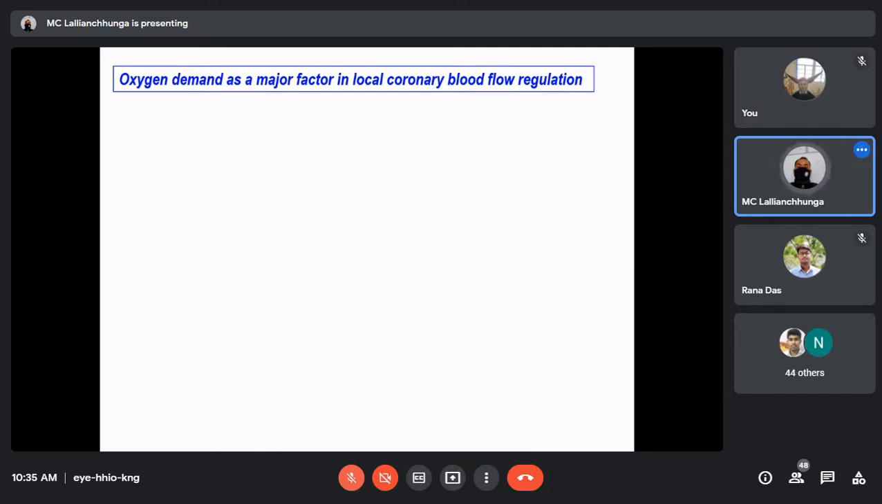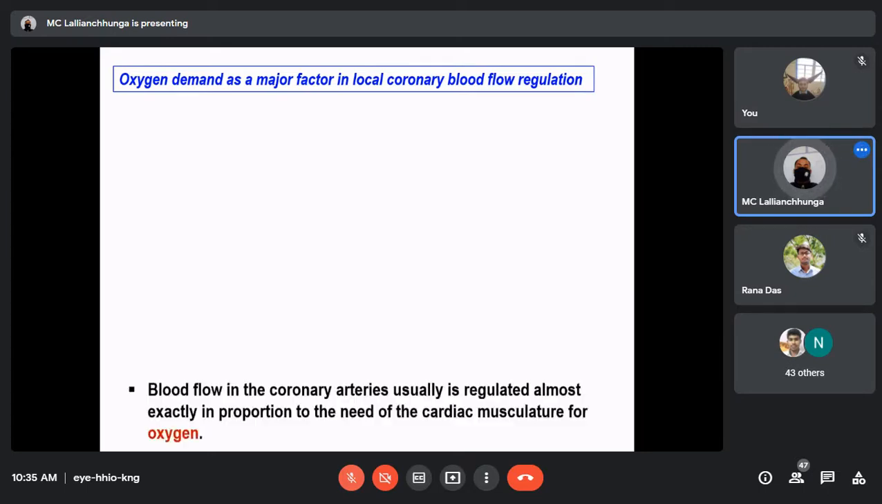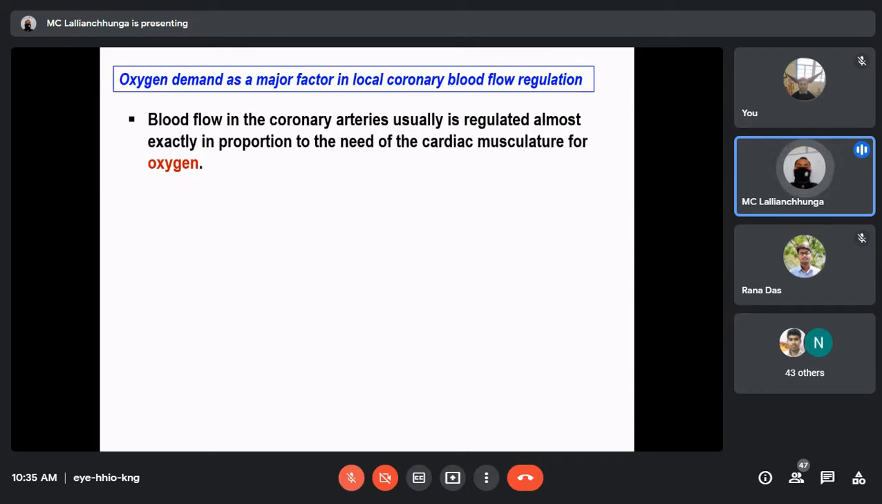Another one here: oxygen demand as a major factor in local coronary blood flow regulation. Just now I told you that when there is increased activity of the heart muscle, there is increased blood flow. This is because of increased oxygen demand by the muscle tissue. Its demand for oxygen has increased when there is increased activity of the heart muscle.